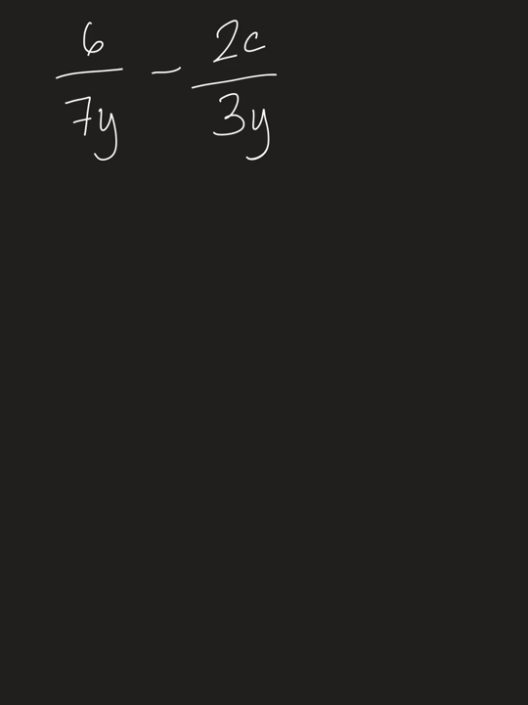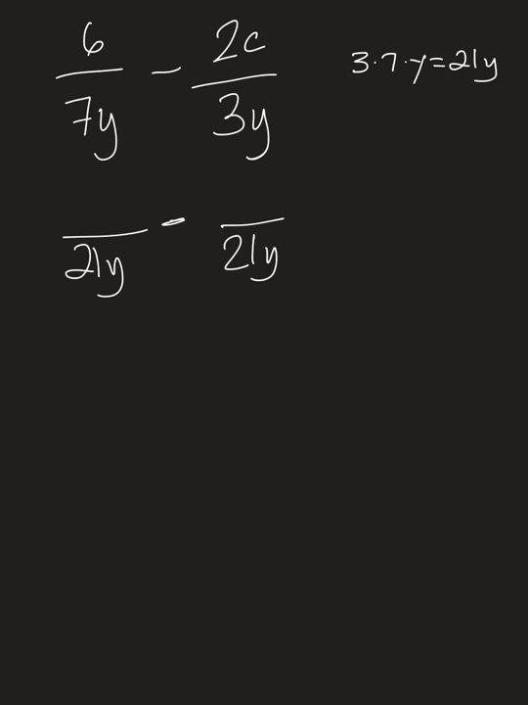So we know that we have 7y and 3y, so they both have in common a y. The greatest occurrence of 7 is 7. The greatest occurrence of 3 is 3. So that means that our new denominator is going to be 3 times 7 times y, which is 21y. So we're going to have 21y here and 21y here. And this is subtraction.